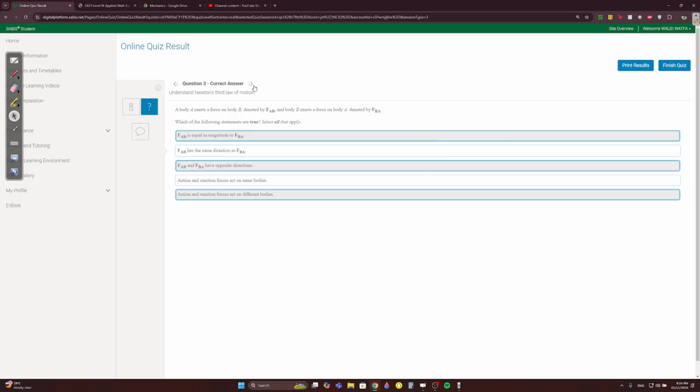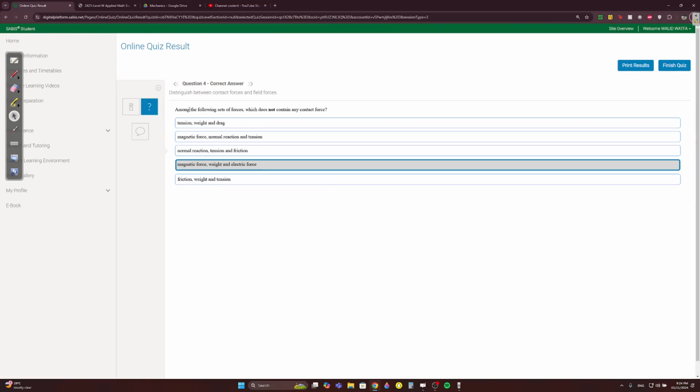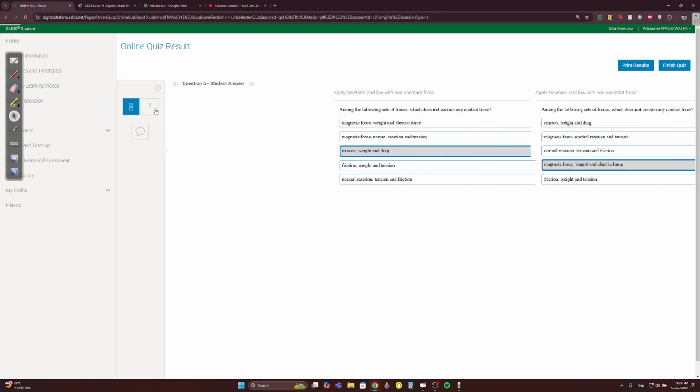Okay, question 4. I'm gonna start cutting until the question loads. Which does not contain any contact force, so they want a non-contact force. The only non-contact forces on Earth are the magnetic force, weight, and electric force. These are also called field forces, because they asked this before. Some people are like, what is a field force? A field force is a non-contact force.